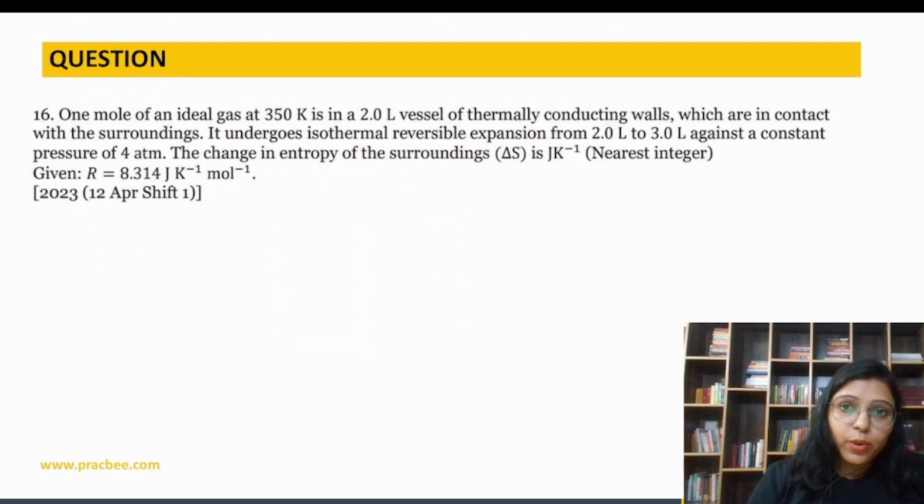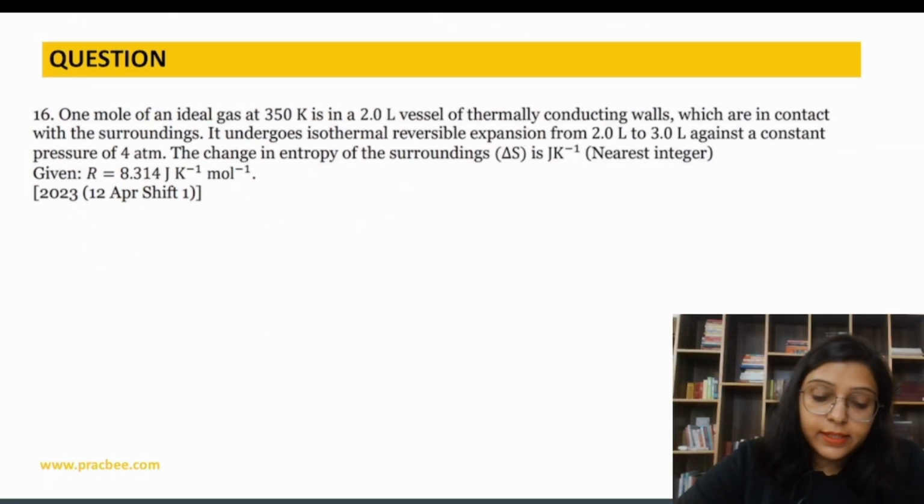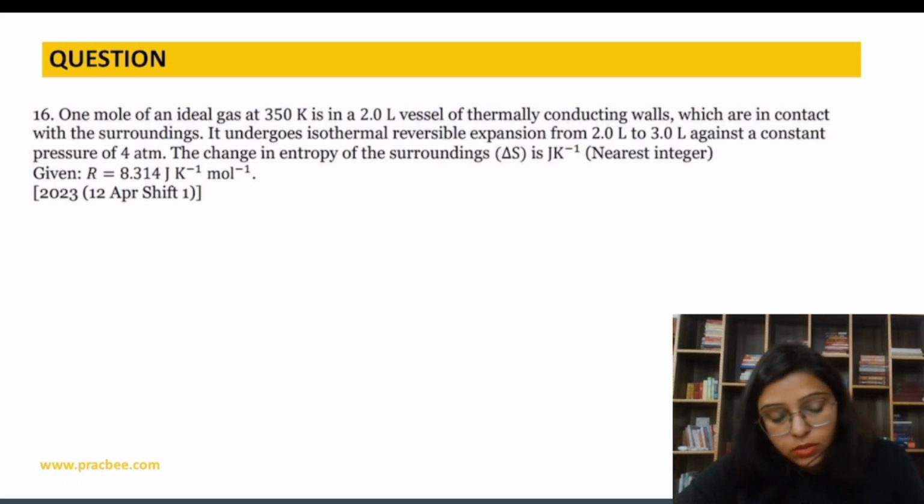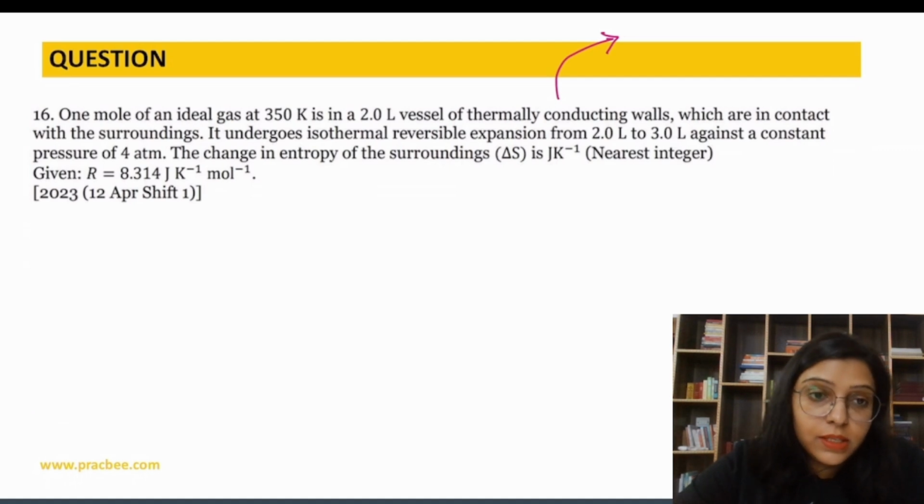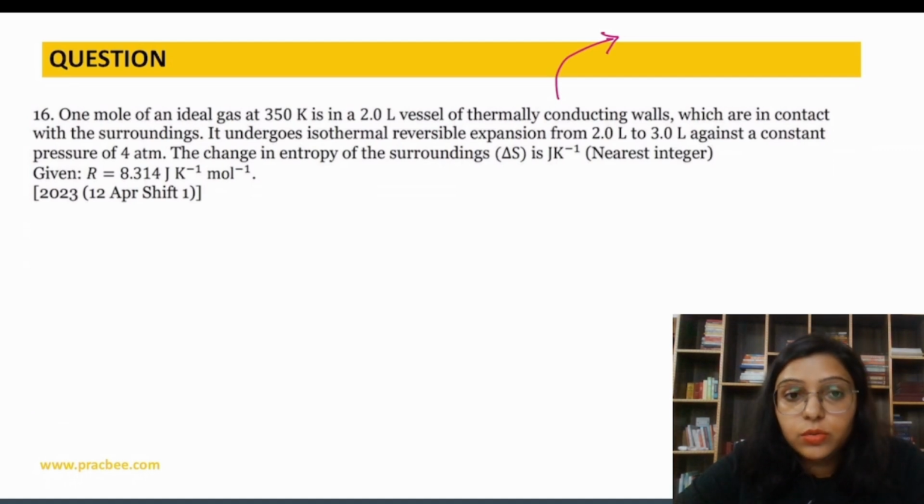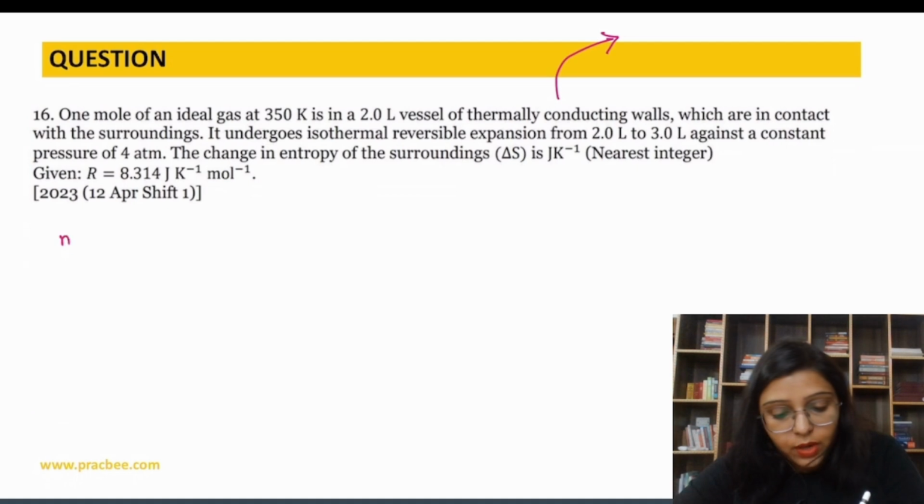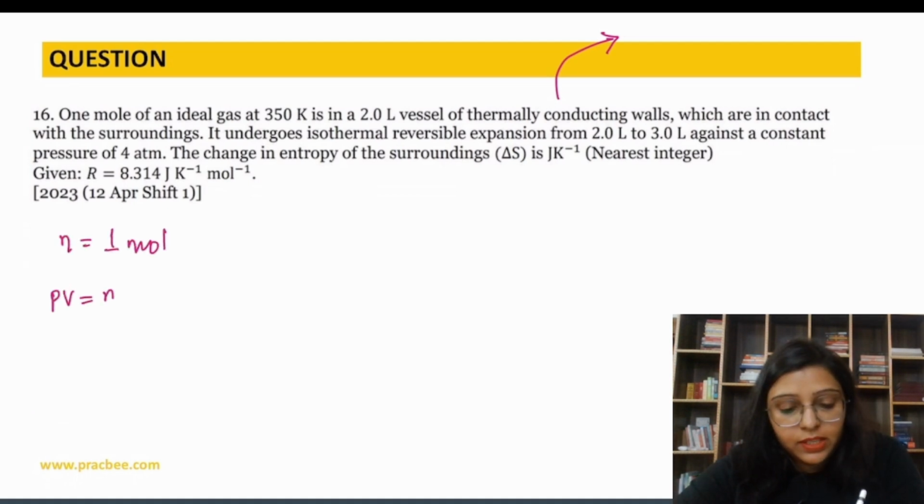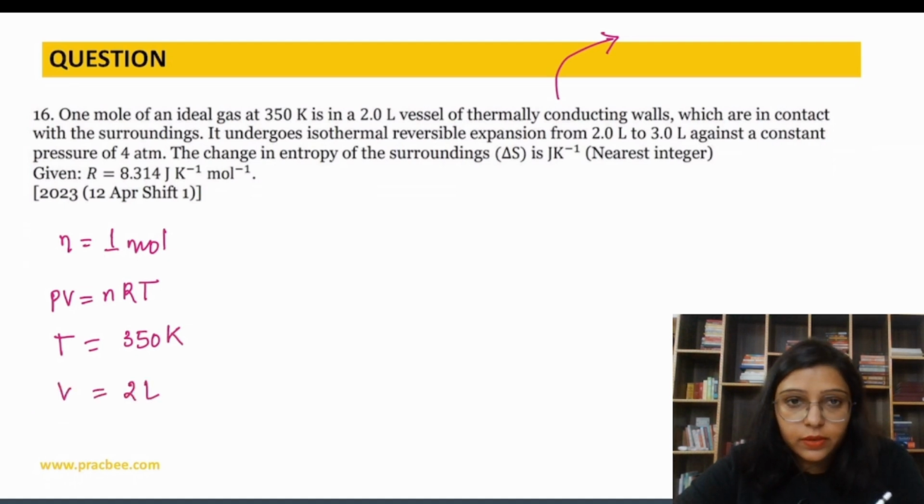Question number 1 says: 1 mole of an ideal gas at 350 Kelvin is in a 2-liter vessel of thermally conducting walls. Thermally conducting walls means heat exchange between system and surrounding is not equal to 0. So we have 1 mole of ideal gas, so we have to follow PV is equal to nRT. Temperature is 350 Kelvin, volume is a 2-liter vessel, right? And Q is not equal to 0.